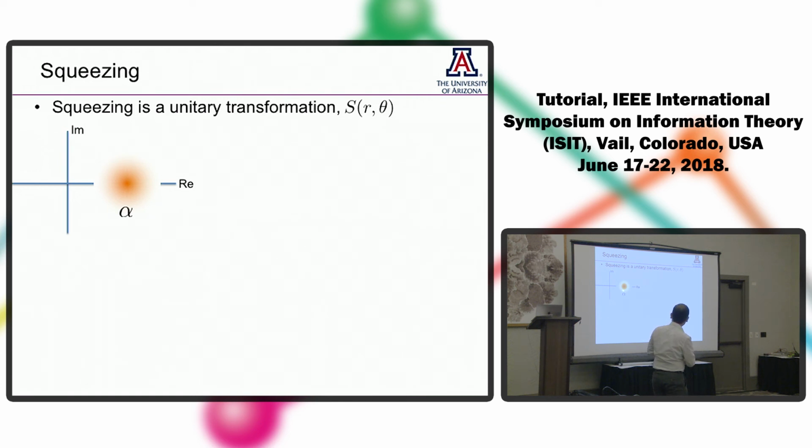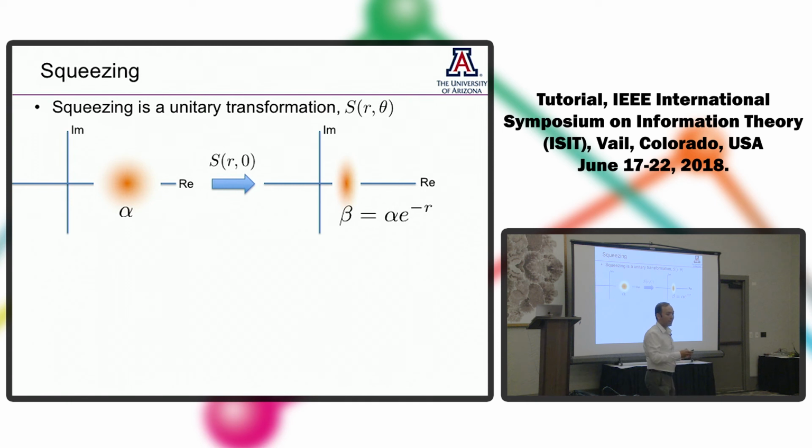So just to give you a black box picture of squeezing, this is what you do. You start with a coherent state alpha. If I apply this squeezing, which is a unitary transformation, it takes alpha and squeezes the mean to beta, which is alpha times e to the minus r, where r is the amount of squeezing you're applying.